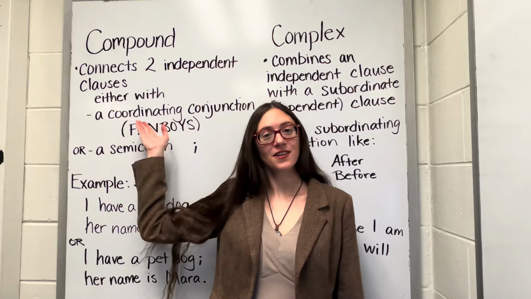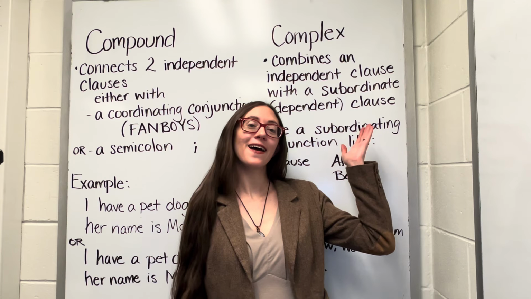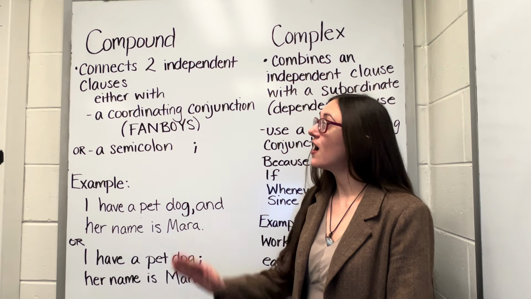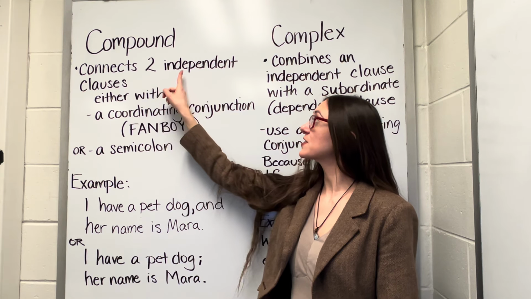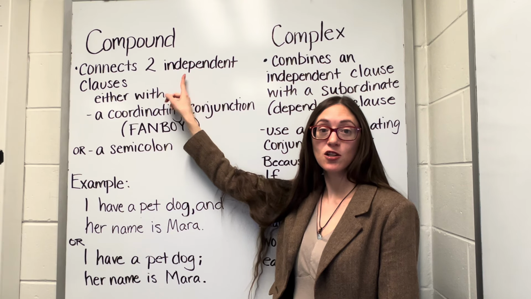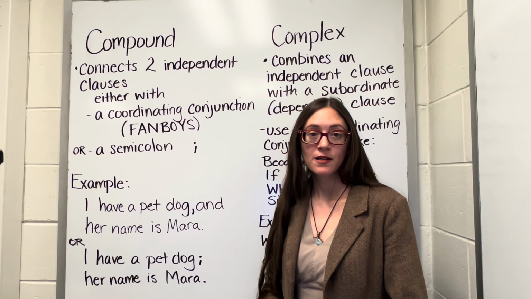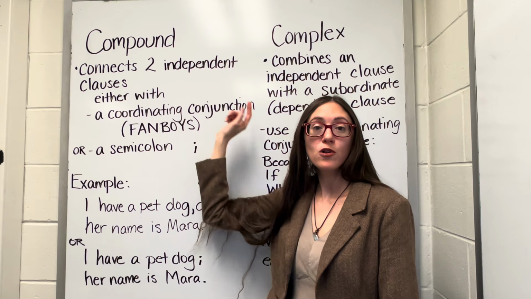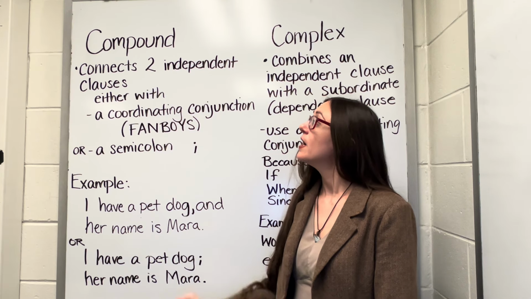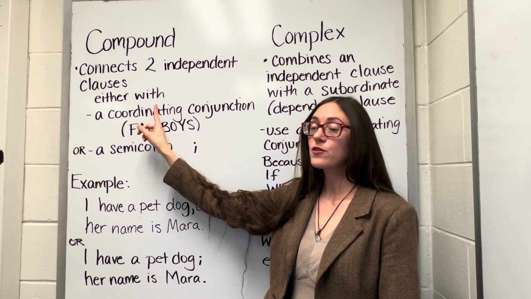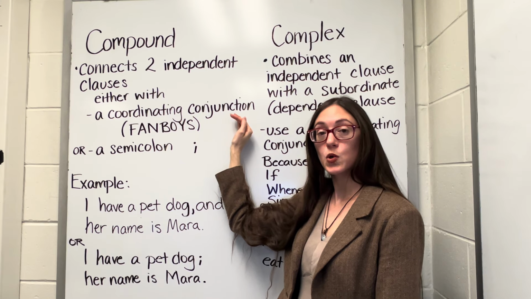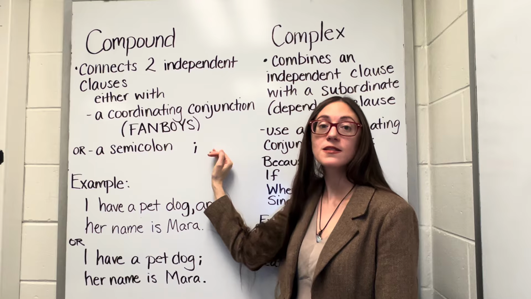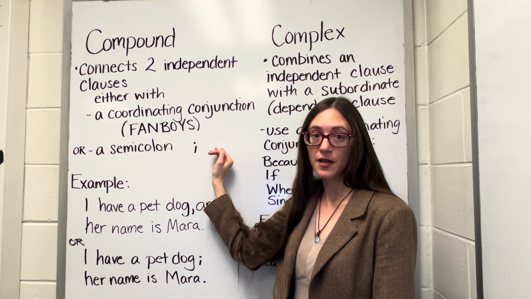Let's talk about compound and complex sentences. A compound sentence connects two independent clauses with each other. In other words, it can connect two full sentences. And you can do this either with a coordinating conjunction connecting them or a semicolon connecting them.